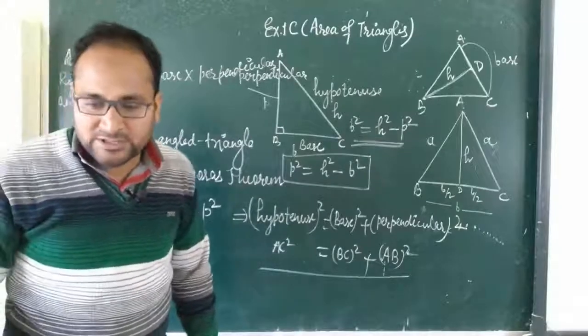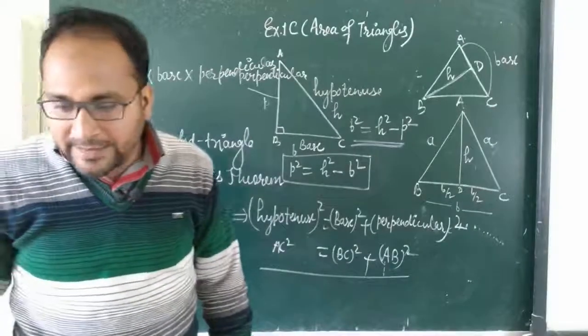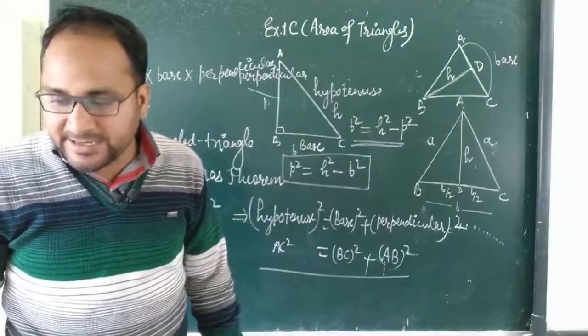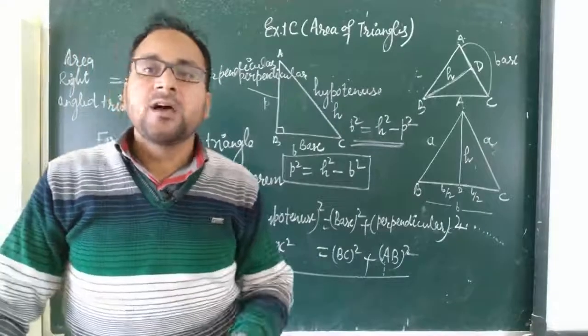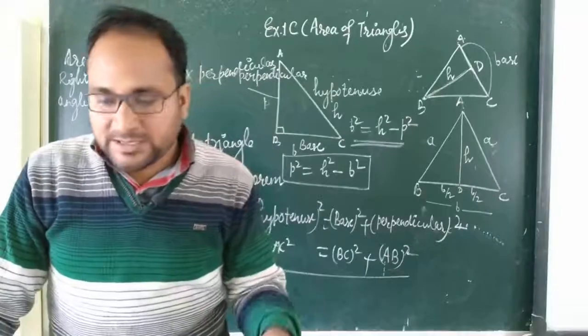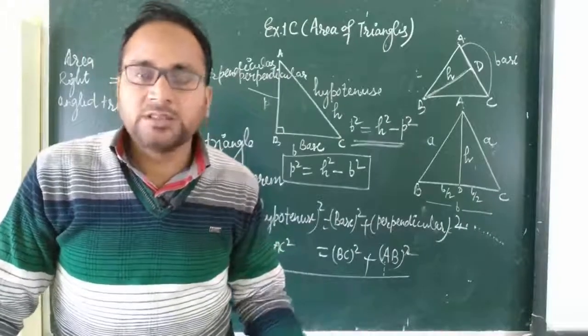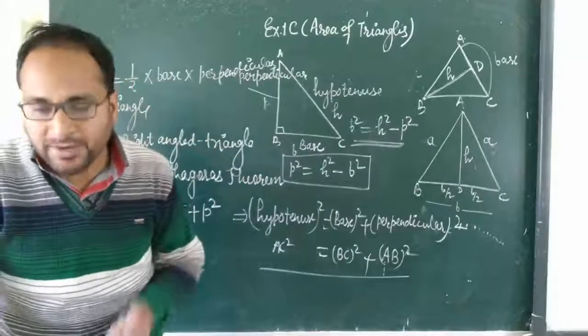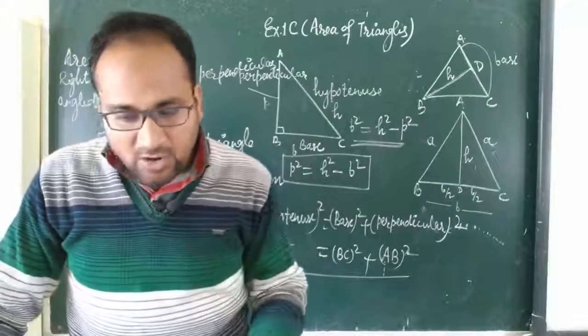Okay, so see this first question. Find the area of a triangle whose base is 8 centimeter and height is 11 centimeter. I think it is very easy, and this question we have done in the live class. 1 by 2 base multiplied by height. The second one is also the same.